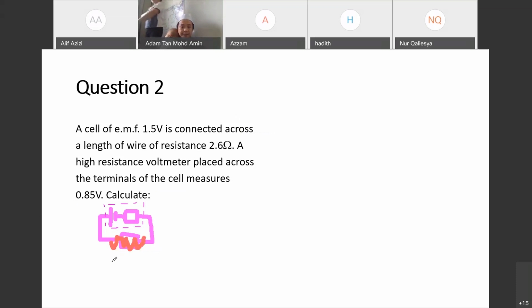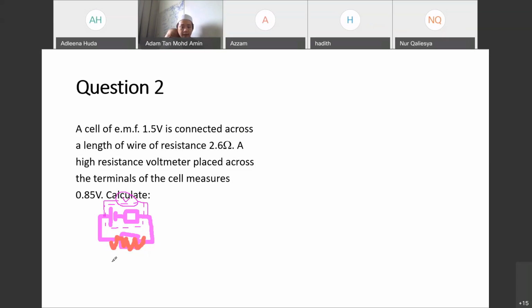So where is the voltmeter? Across the... Can you draw the voltmeter? Where is the voltmeter? And label which are the values of 1.5, 2.6, and 0.85. Okay, thank you very much.